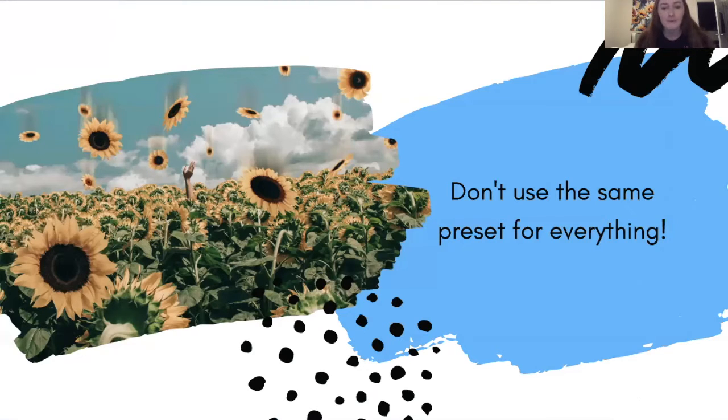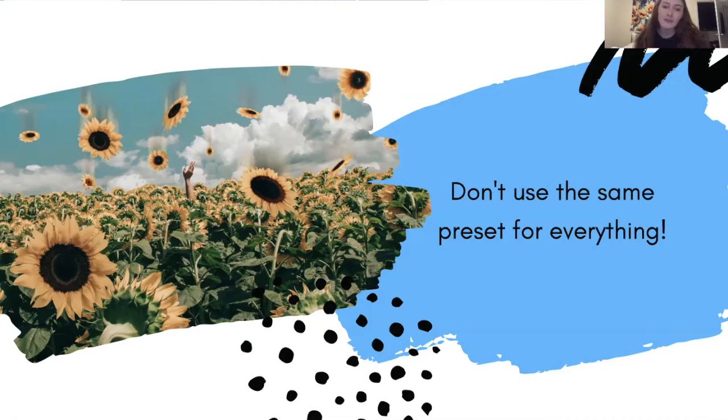So for example, if you're taking photos in the summer of the beach and then you're taking photos in the fall of some autumn leaves or something, you aren't going to want to use the same preset for both of those. For example, in autumn, I would probably personally want to bring out the orange tones more. In the summer, I'll probably want to have higher saturation, more blue tones, and just brighter pictures.